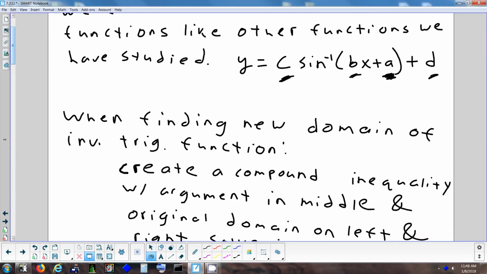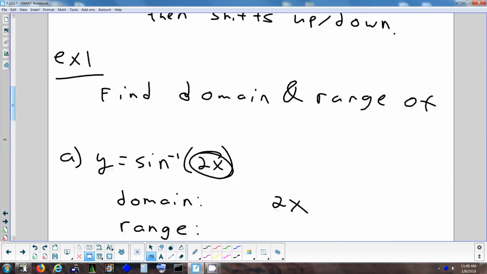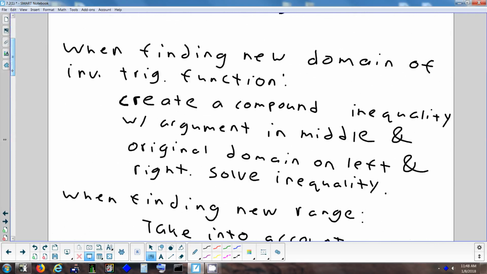And what we're going to do is create a compound inequality. You're going to put the argument in the middle. I'll show you what the argument is. That's the argument. And you're going to put the original domains on the left and on the right. And then solve.